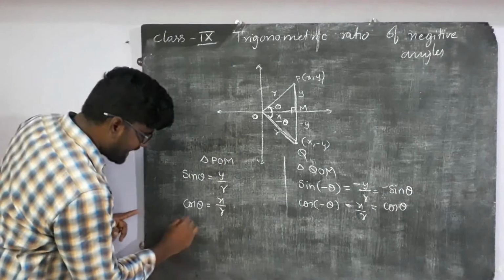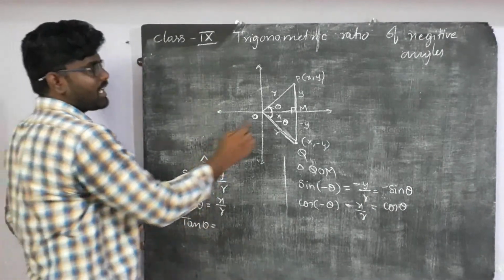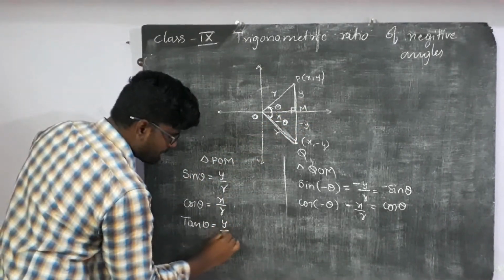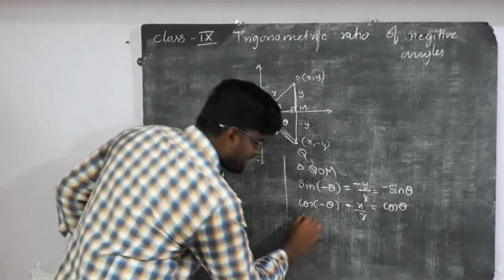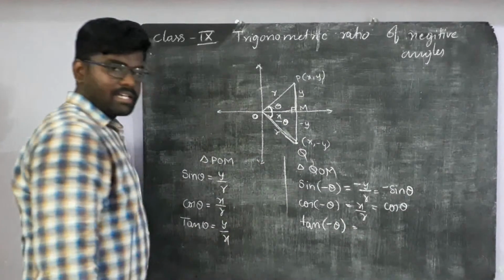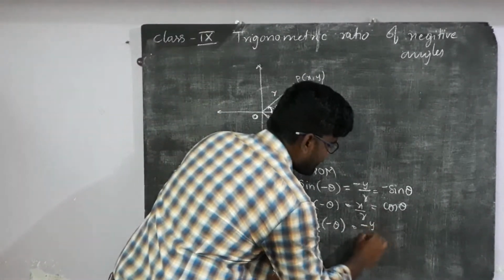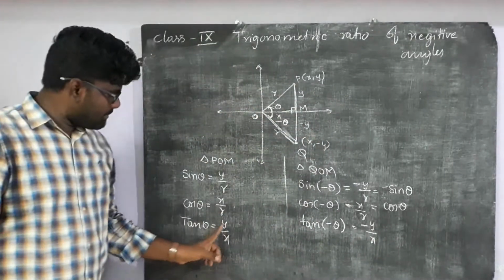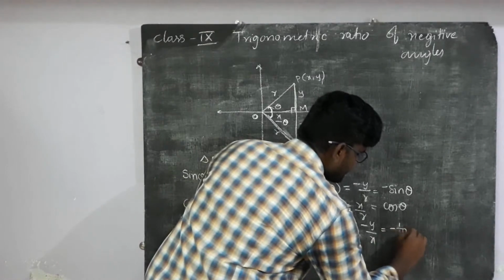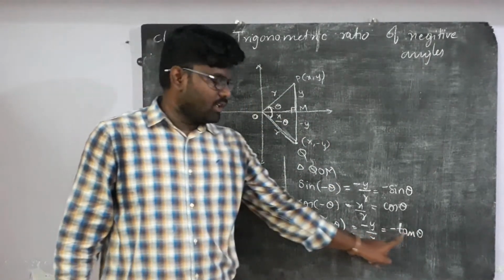In the same way, tan theta. What does tan theta mean? Opposite by adjacent, which means y by x. In the same way, tan minus theta means opposite by adjacent. Opposite is minus y, by x. What we are getting, y by x, means tan theta. That means minus tan theta. What do you observe here? Tan minus theta is equal to minus tan theta.